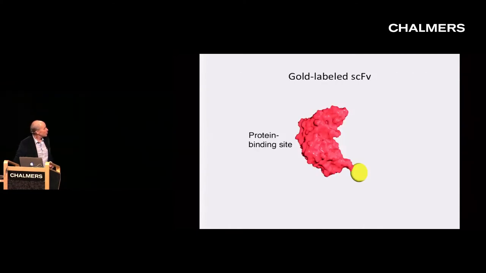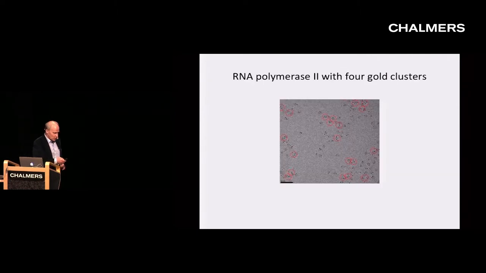So we have what is shown schematically here, the reagent required for our experiment, gold labeled single chain antibody fragments. In this picture you see RNA polymerase II molecules, such as I showed you before with the simulator, but now these are the proteins which are not visible, and then the four gold particles attached to them. In this field of view there are some proteins with two, some with three, and others four. All of those with four that are circled in red could be related to a unique conformation of four gold particles attached to RNA polymerase.